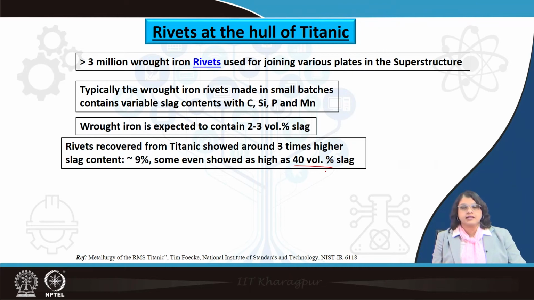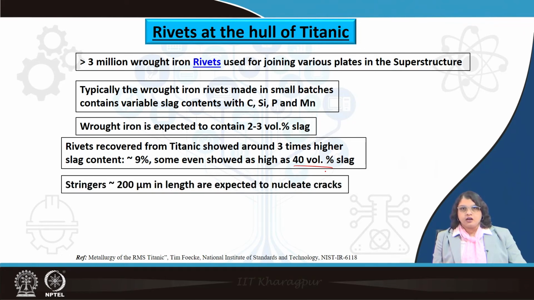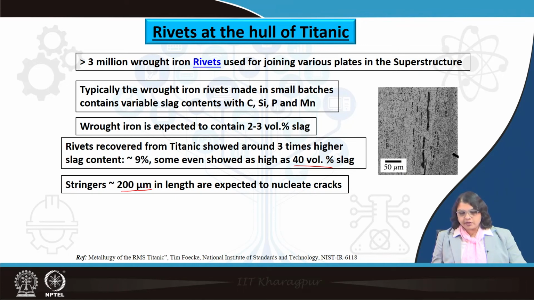So, 40% slag is nothing but impurities. Slags are these stringers which can lead to crack initiation very easily, with stringers of around 200 micrometers, almost 0.2 millimeter. These are quite big and quite prone to initiate cracks. So, those were present in the rivets. Now, you may think that rivets are really small compared to the giant superstructure of the ship. So, how could rivets lead to failure of the entire ship? We will look into that, but let us first have a look at the stringers that we are talking about.